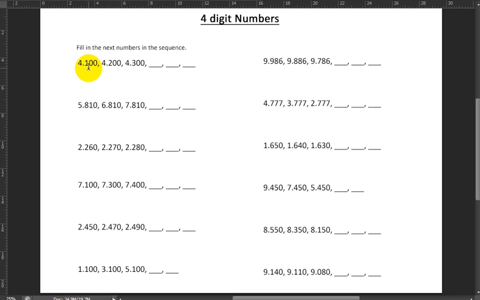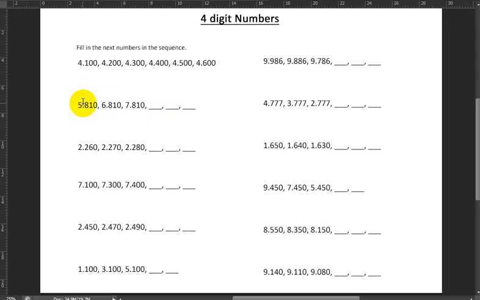So here, for example, I have 4,100, 4,200, 4,300. What's going on here is that the hundreds are going up by 1 from each number to the next. From 1 it became 2, then from 2 it became 3, so now it's going to become 4. So 4,400. Then it's going to become 4,500. Then it's going to become 4,600.